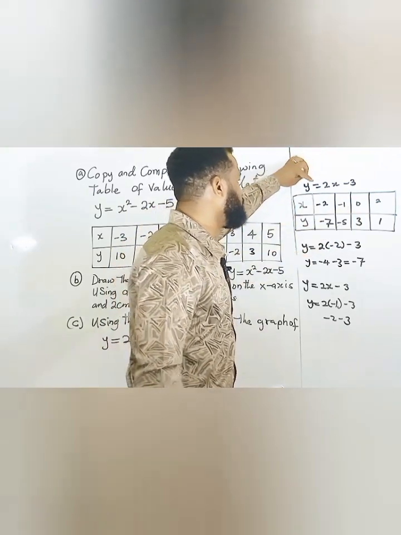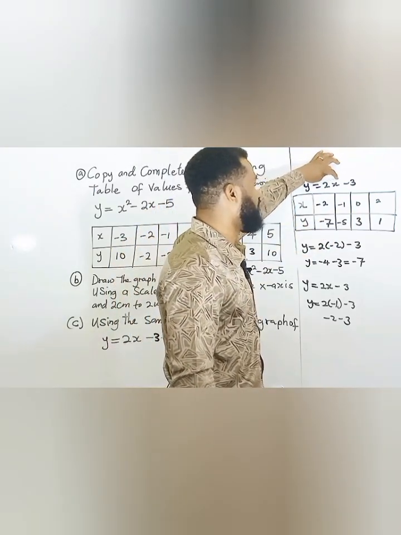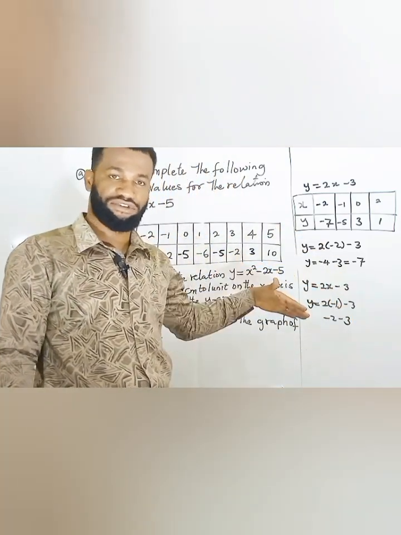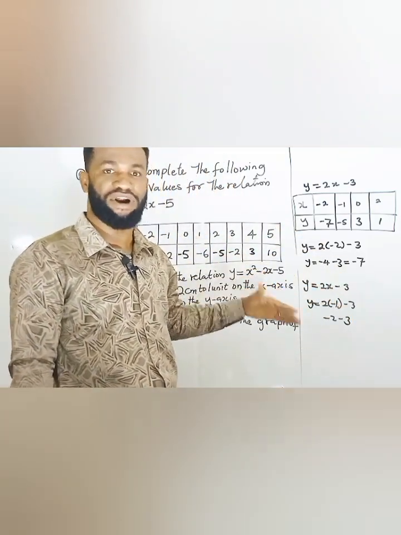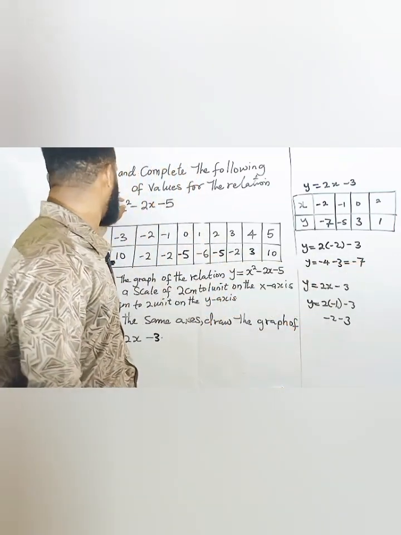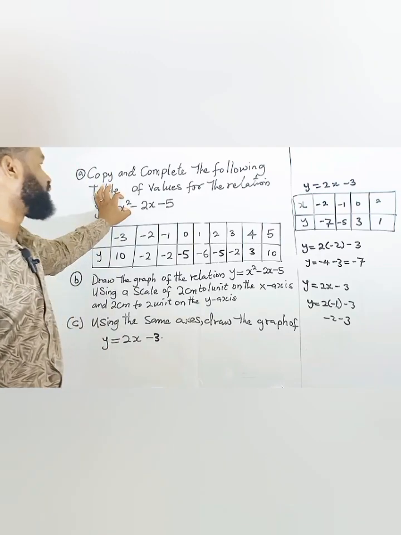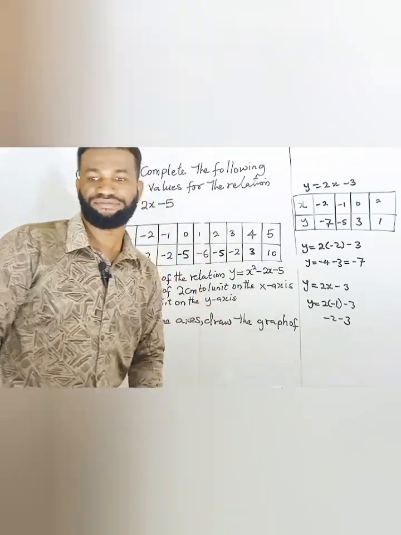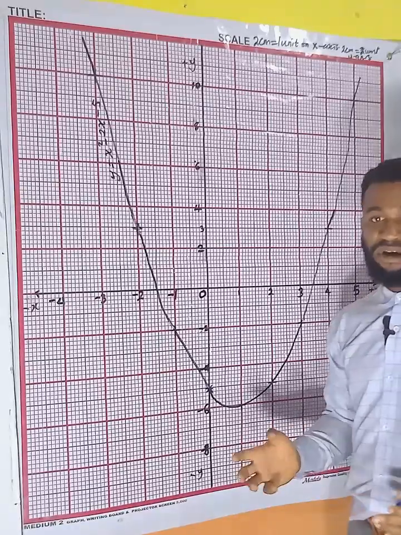Of course, because this x does not have any power, it's going to be a linear equation, and that linear equation means that the graph is going to be a straight line graph. Anything curved comes from a quadratic equation, which gives you a curve. Any linear equation must give you a straight line. Now, remember we formed the table.